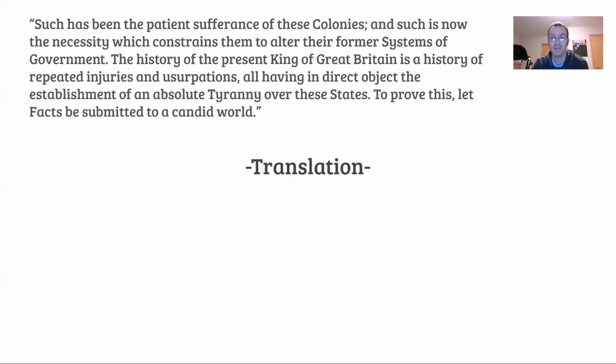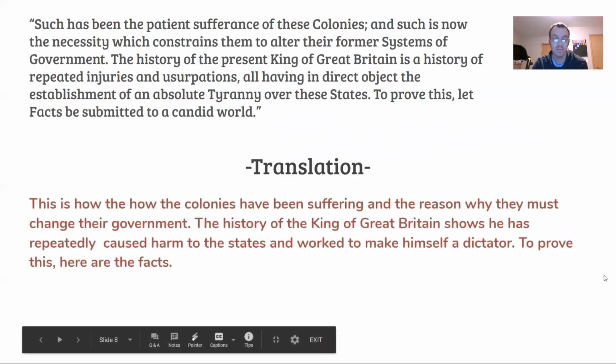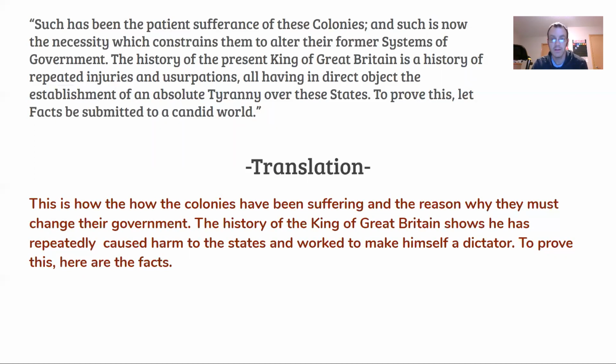And now they're saying, this is our situation. We have a government, it's not protecting our rights, it's taking them away, and that's why we need to create our own new government. So, the translation. This is how the colonies have been suffering, and the reason why they must change their government. The history of the King of Great Britain shows he has repeatedly caused harm to the states and worked to make himself a dictator. To prove this, here are the facts. And so they're saying, as you can see here, the king is becoming a dictator. He's causing us suffering. And because of this, we need to make our own government. And then the last part, to prove this, here are the facts.